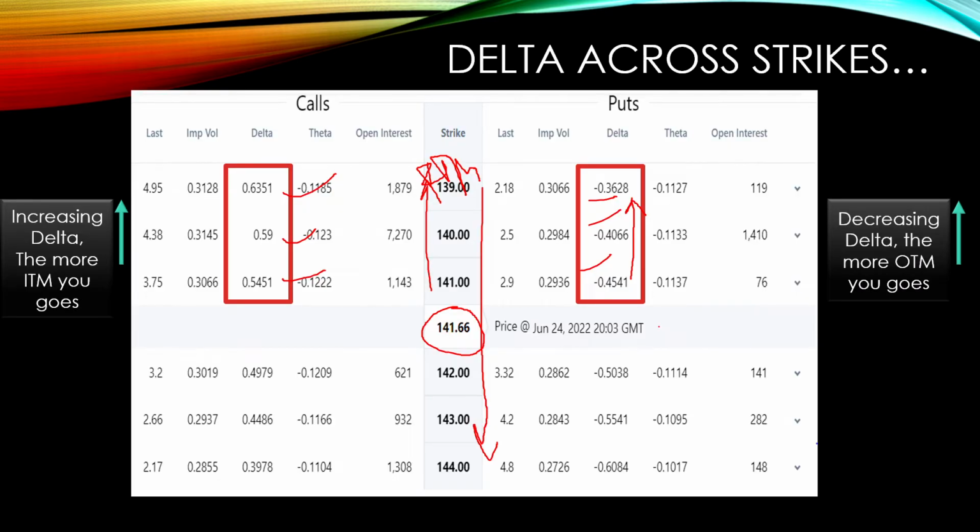This is proved through the option chain of Apple. You can look at it: the more ITM I go, the delta will start increasing. The more out of the money I go, the delta will start decreasing.